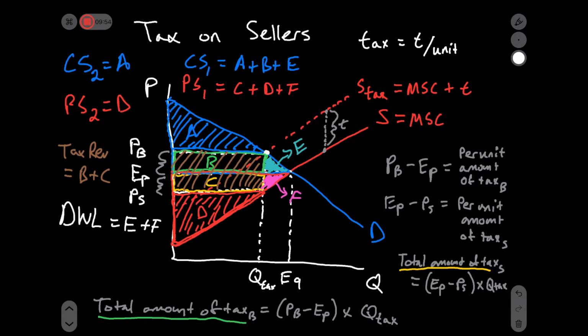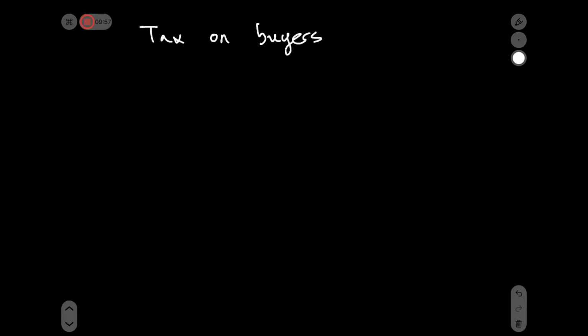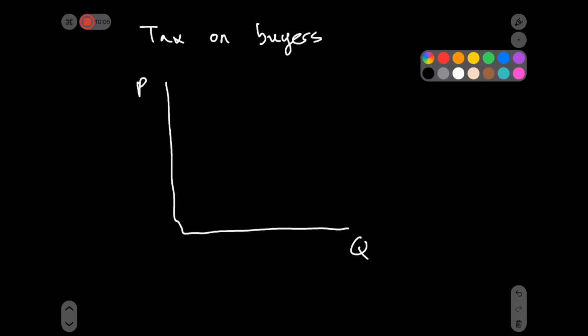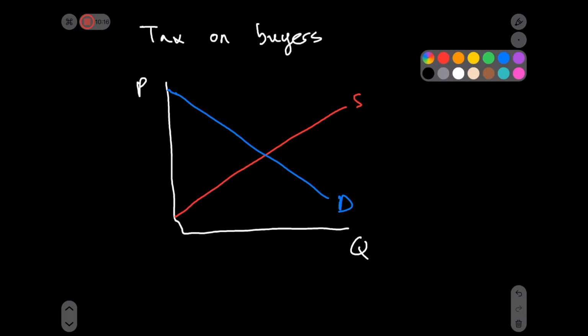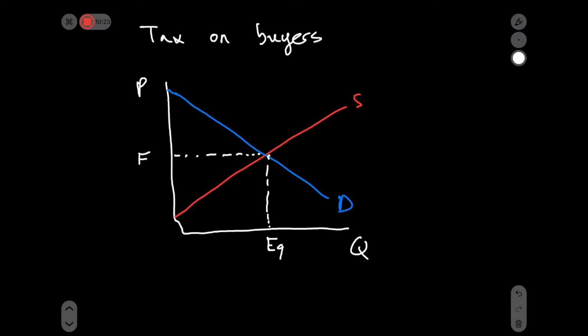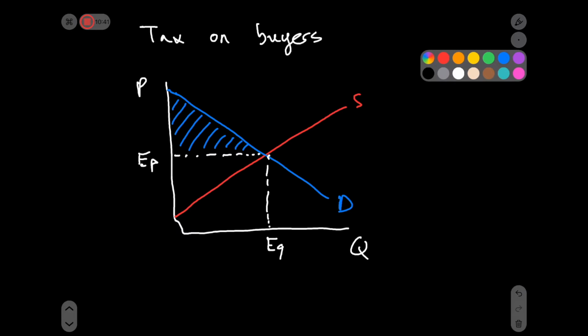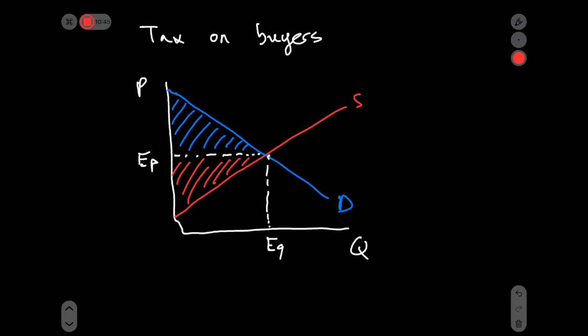Okay. Now what I'd like to do is show this outcome as a tax on buyers. So once again, draw my supply and demand curves, with an original equilibrium price and equilibrium quantity. Now originally, this area here is the original consumer surplus. This area here, the original producer surplus.